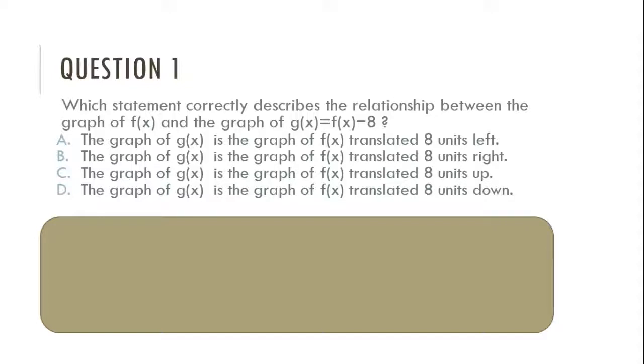This question 1 is just like the question 1 on your quiz. So it says, which statement correctly describes the relationship between the graph of f of x and the graph of g of x equals f of x minus 8. Okay, so f of x is our original or parent function, and g of x is our new or translated function. Okay, so if I have a minus 8, I'm just tacking it on to the end.